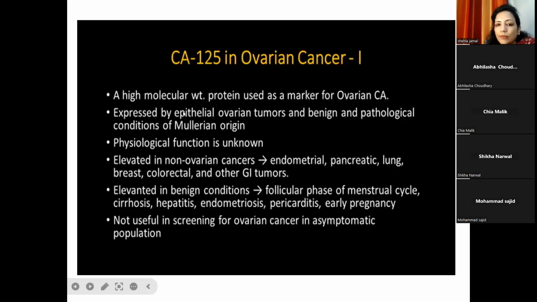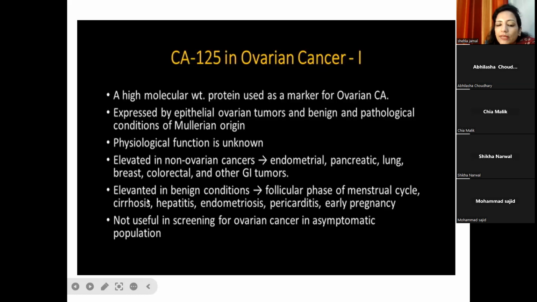CA125 is a high molecular weight protein used as a marker for ovarian carcinoma, especially epithelial ones. It is expressed by epithelial ovarian tumors and benign and pathological conditions of Mullerian origin. Its physiological function is unknown, but it is elevated in certain non-ovarian cancers like endometrial carcinoma, pancreatic carcinoma, lung and breast cancer, colorectal cancers, and other GI tumors. But it is quite non-specific and should not be used as a standalone test to make or refute a diagnosis of these conditions.